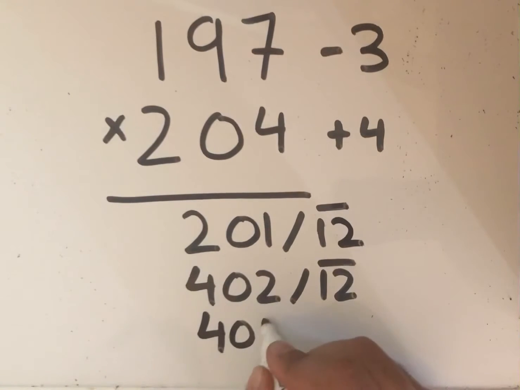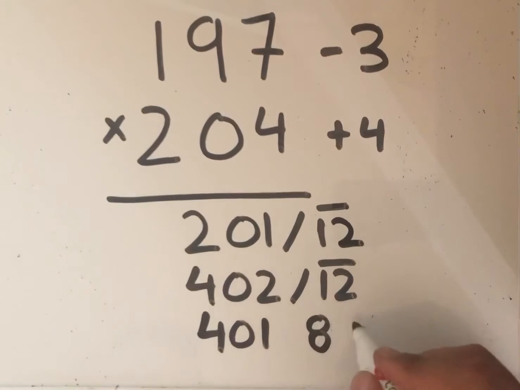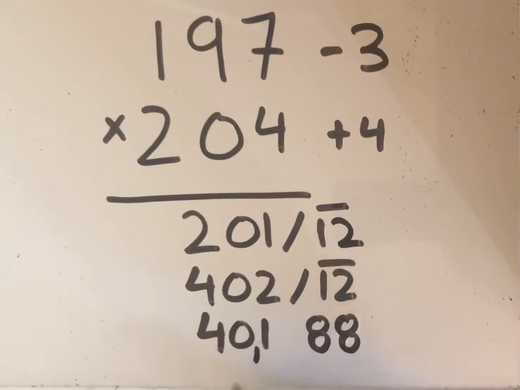And then I'm going to use all from 9, last from 10. 1 plus 8 is 9, and 2 plus 8 is 10. So make this column add to 9, make this add to 10. So final answer, 40,188. Okay, next example is going to be 186 times 202.